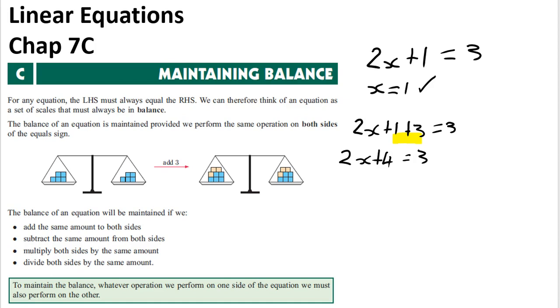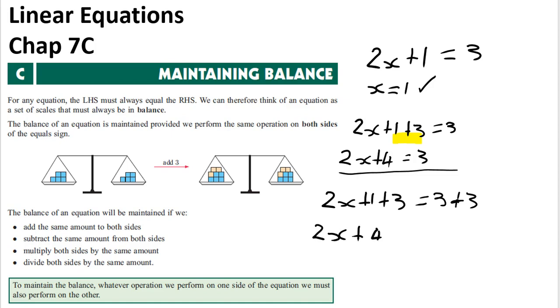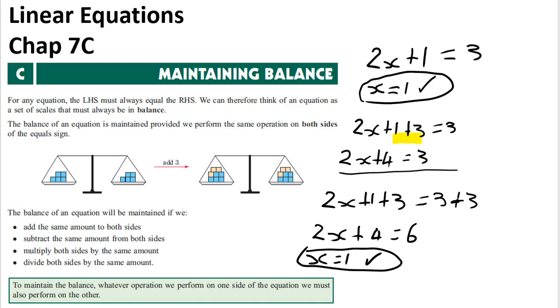However, if I did the same thing, and I'd written 2 lots of x plus 1 plus 3, and I wrote equals 3 plus 3, you can see that I've added a plus 3 on this side, I've added a plus 3 on this side. So they virtually cancel each other out, so I'll get the same result. So I'll have 2 lots of x plus 4, but now it equals 6. So if I was to solve this, 2 lots of something plus 4 equals 6, x has to equal 1 for that to make sense, x equals 1, just as it did before. So that's all we're saying about balance. If I do something to one side, I have to do it to the other side.